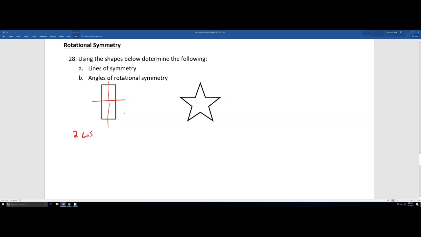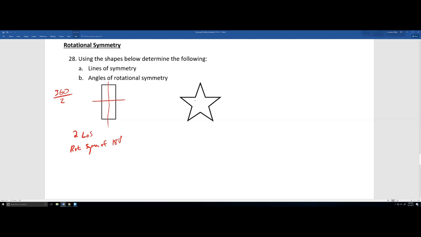As for rotational symmetry, remember, if you were to rotate it, you have 360 degrees in a circle. You have how many lines of symmetry? Two. So in a sense of rotational symmetry, you have rotational symmetry of 180 degrees. So if you rotate it at 180, it'll map onto itself. If you rotate it at another 180, it'll map onto itself again.